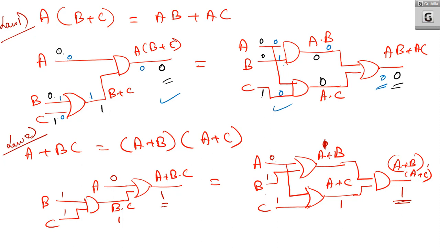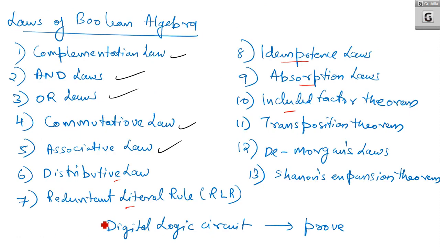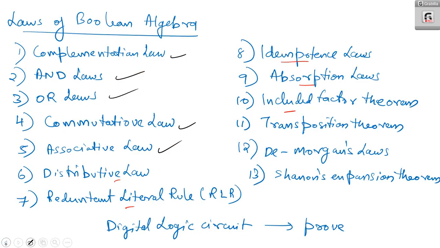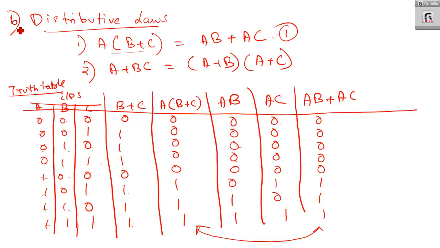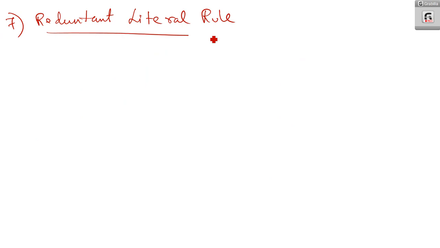Now coming to the redundant literal rule. This is the seventh one, not the first one; the previous one was the sixth. Now coming to the seventh one, the redundant literal rule, also known as RLR. Here we have two laws.